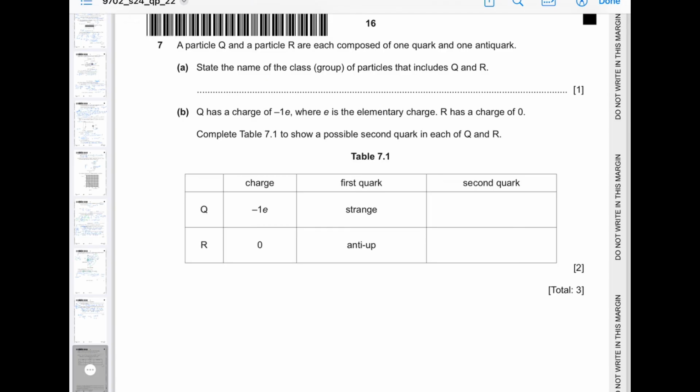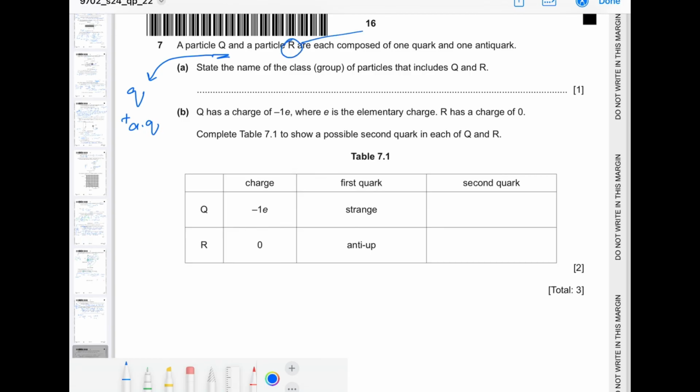Question 7. A particle Q and a particle R are each composed of one quark and one antiquark. So particle Q has a quark as well as an antiquark, and R has the same. State the name of the class or group of particles that includes Q and R.